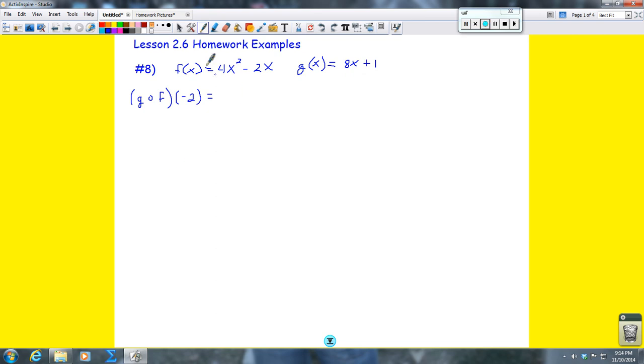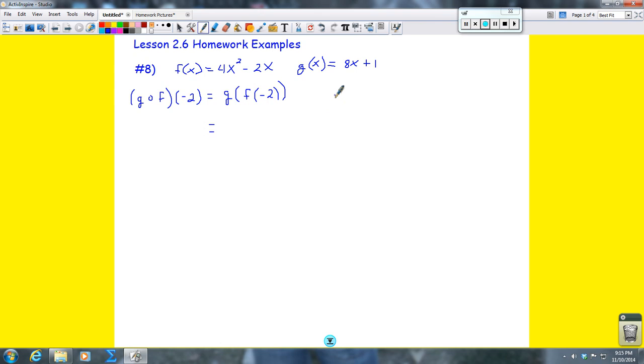The first example, they give you function f and function g, and it says find g circle f of -2. By definition, that means you are to find g of f of -2. Notice that g comes first, and f of -2 is on the inside of g. So we're going to find f of -2 first. That's the first thing we're going to look for.